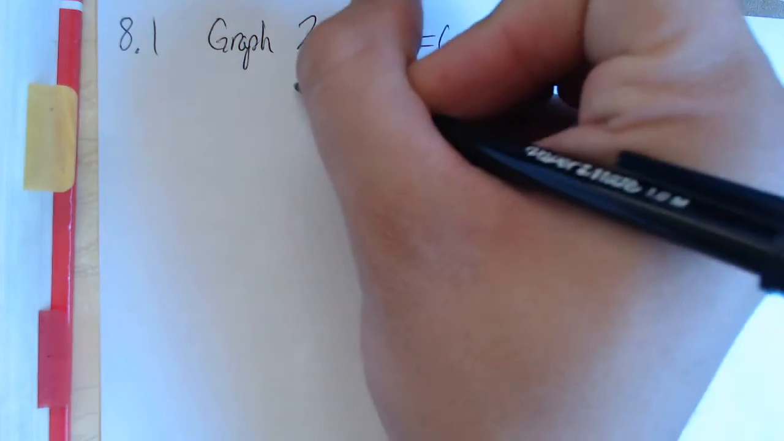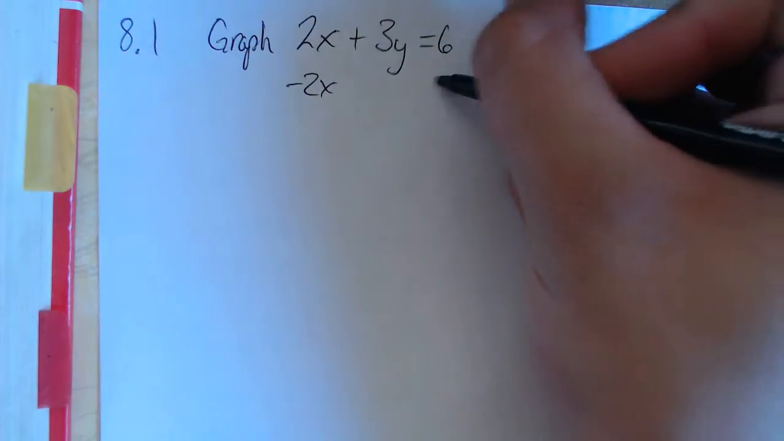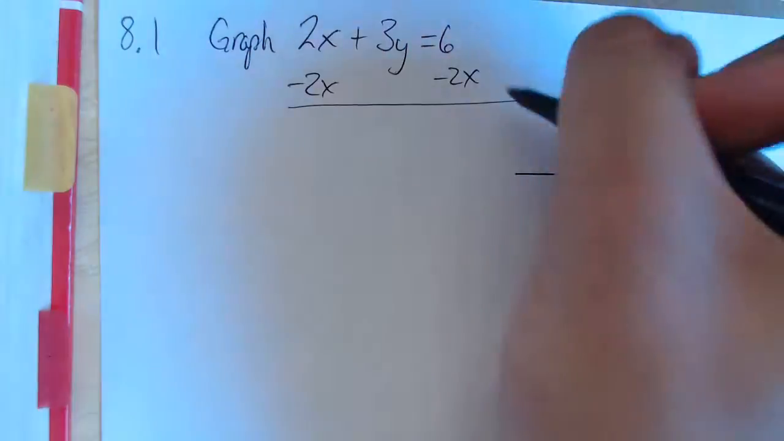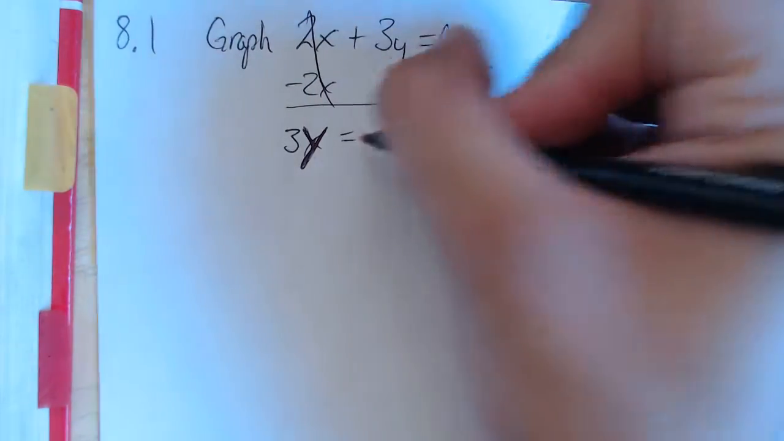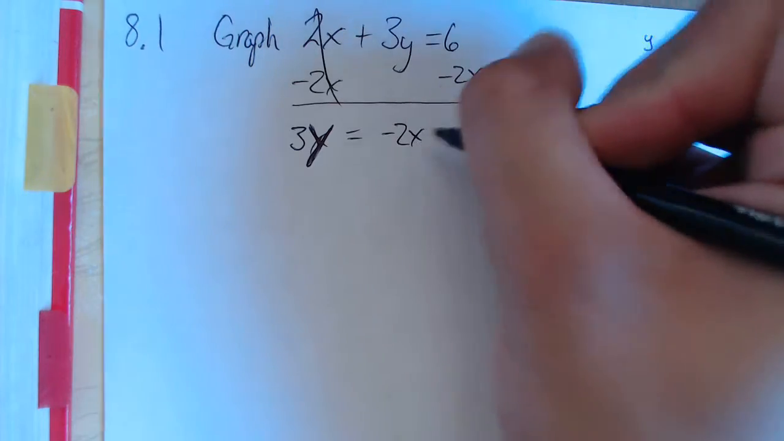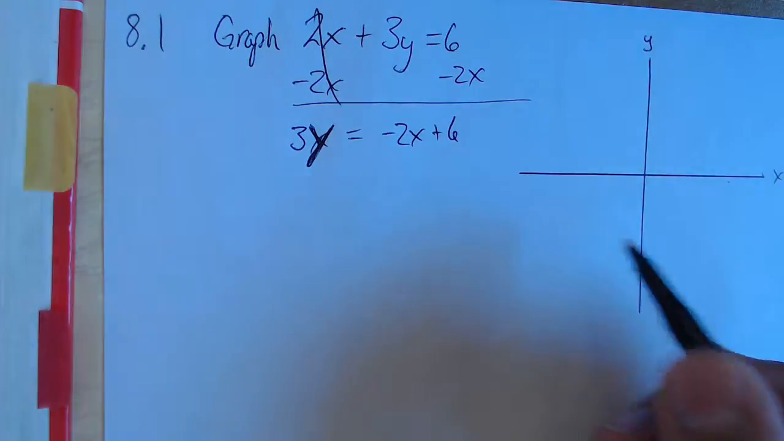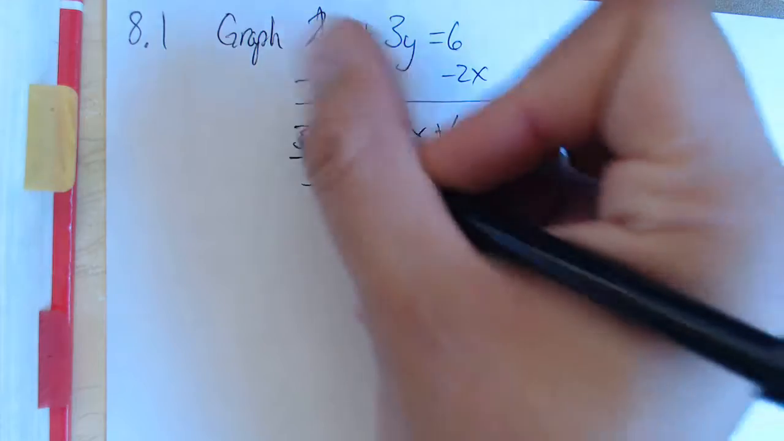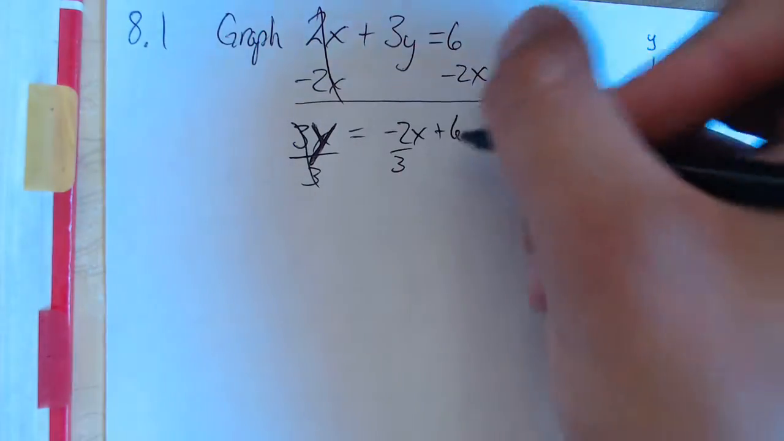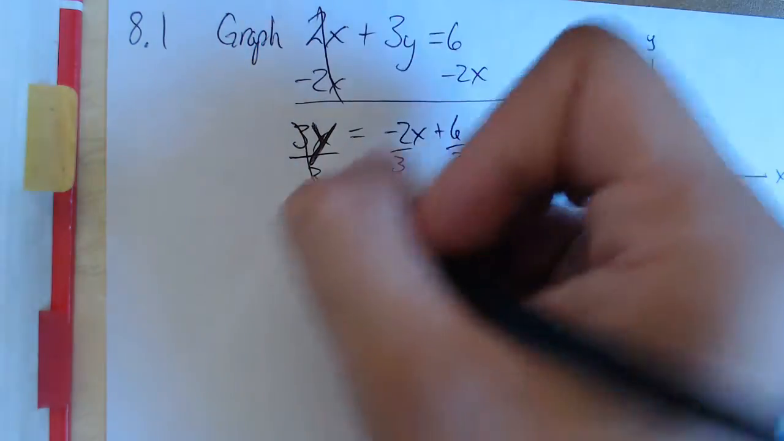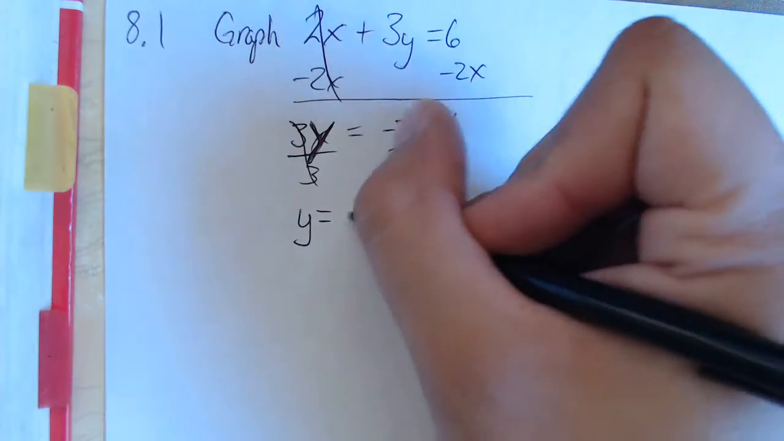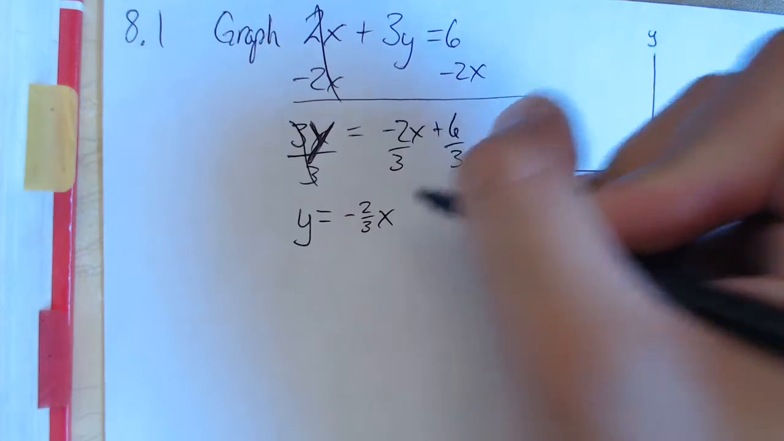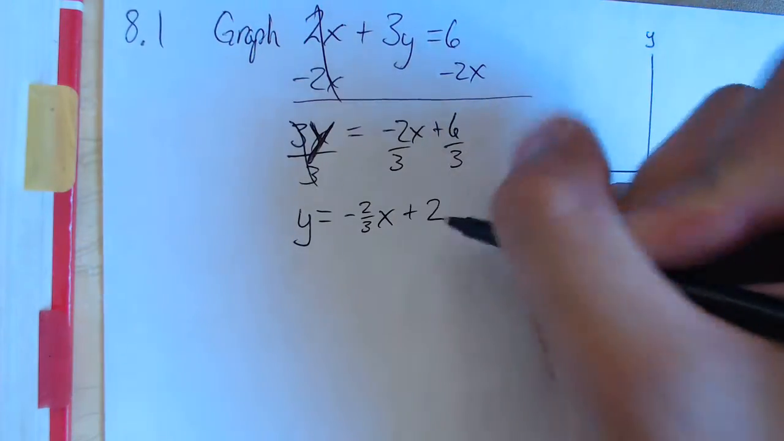So first we're going to move 2x to the other side by subtracting it from each side. Then we get 3y, not x, 3y. We get 3y is equal to negative 2x plus 6. From there we divide by 3, so that becomes negative 2/3 x, and that becomes 6 over 3. To simply put it, our equation is now y equals negative 2/3 x plus 2.